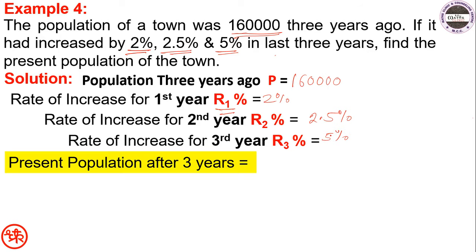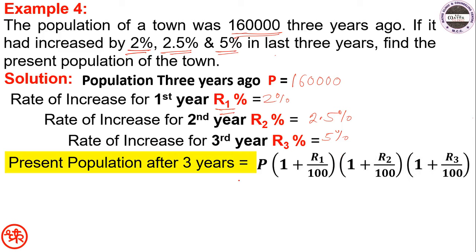Is that clear? And therefore the present population after 3 years is, which formula is required? That is the second one. That is P into (1 plus R1 by 100) into (1 plus R2 by 100) into (1 plus R3 by 100). So now substitute the values. P is how much? 160,000. 1 plus R1 is how much? 2 by 100. 1 plus R2 is how much? 2.5 by 100. 1 plus R3 is how much? 5 by 100.